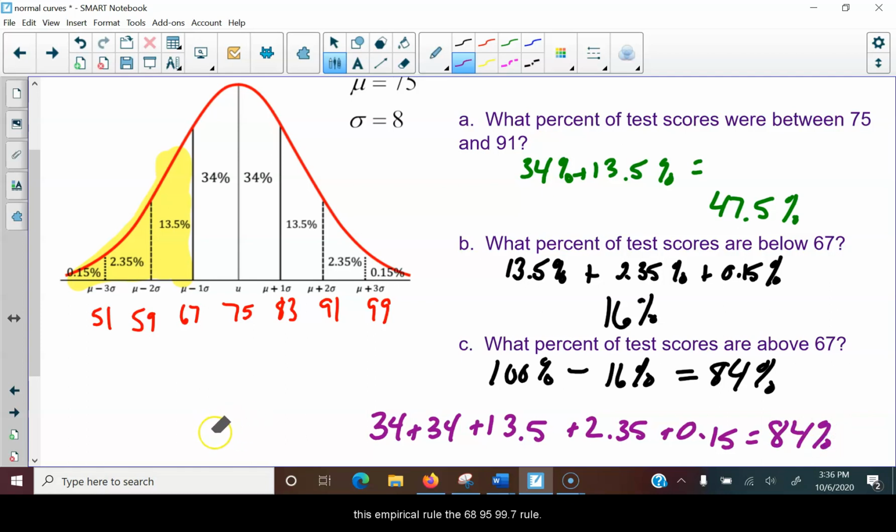So this empirical rule, the 68, 95, 99.7 rule, gives us an easy way to answer percent questions as long as the values we're dealing with are on multiples of our standard deviation. It is especially useful if you have this little pictorial with you, so I suggest you keep a copy of that next to you when you're doing your work.